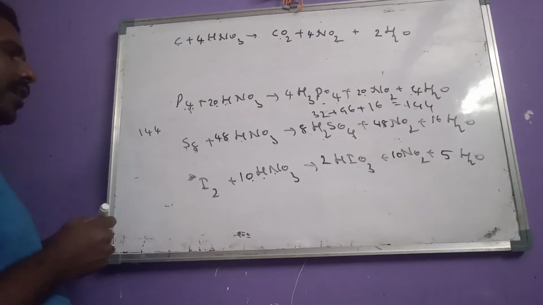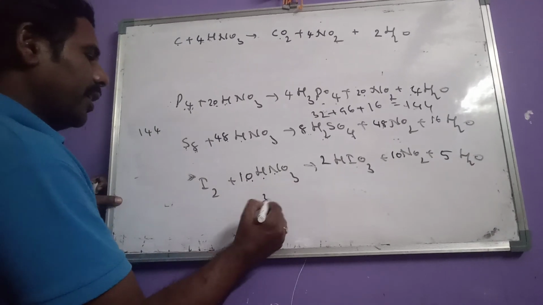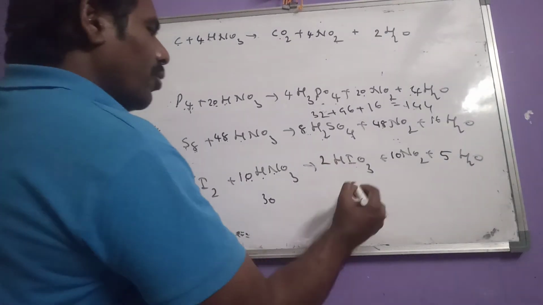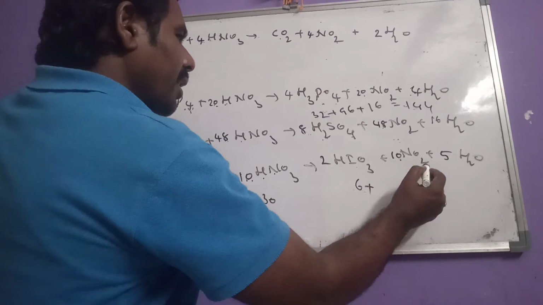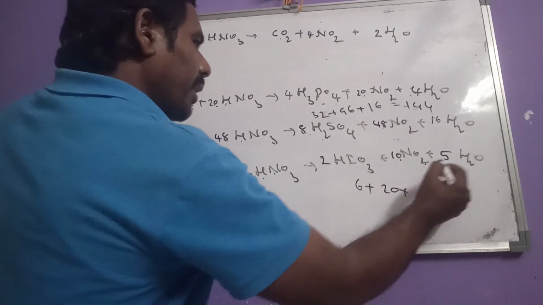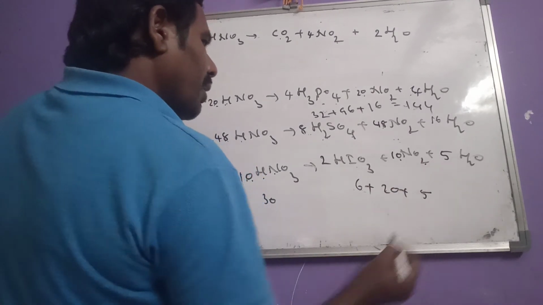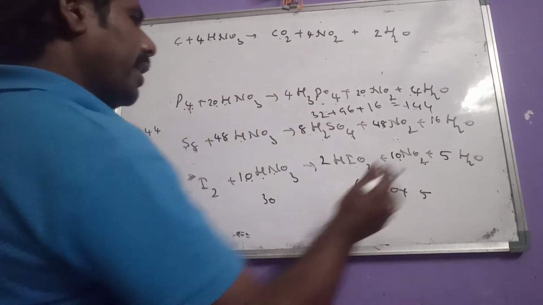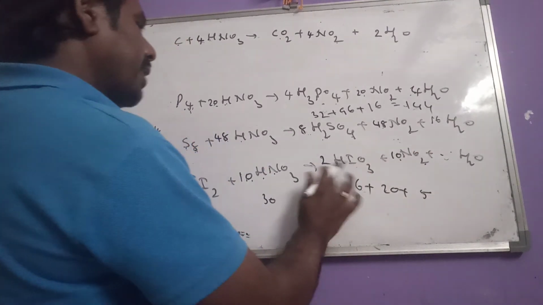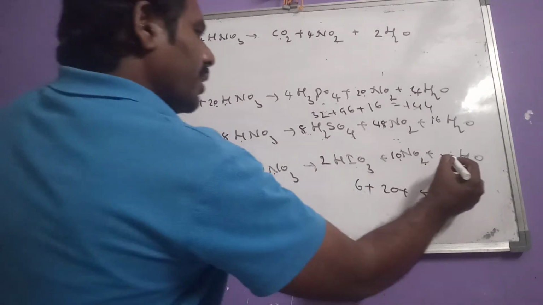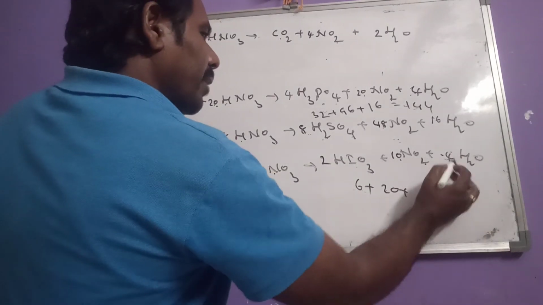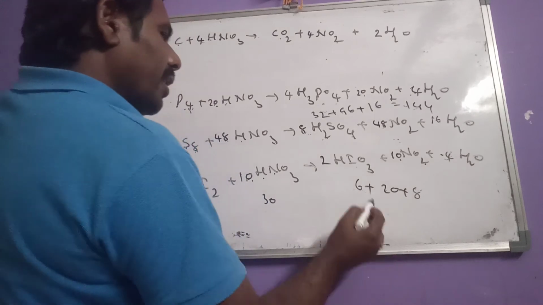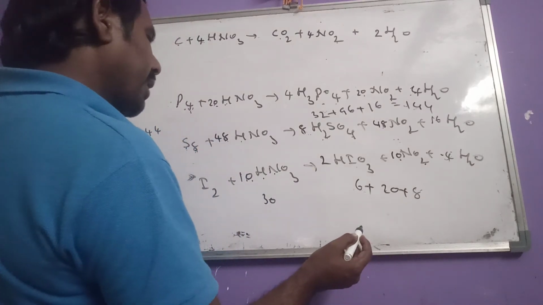Now calculate oxygens here. 10 3s are 30 oxygens. Here 2 3s are 6 plus 10 2s are 20 plus 5. So now okay, how many? 1 minute. Here already 2 hydrogens we have written here. Means just we need to write 4. That means 4 2s are 8. Now see here how much we can get.